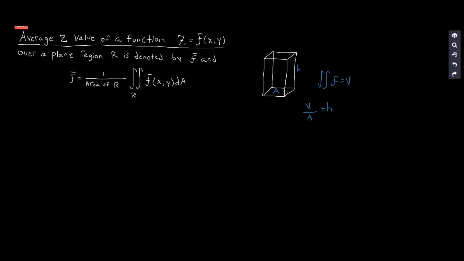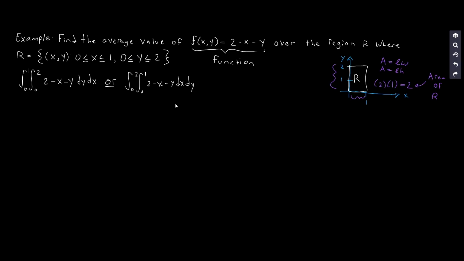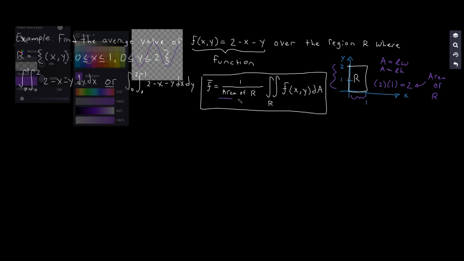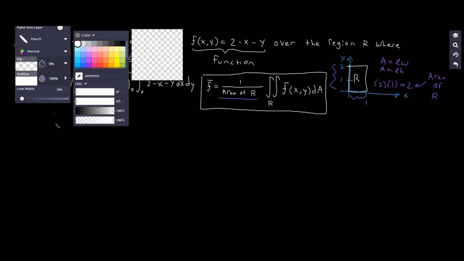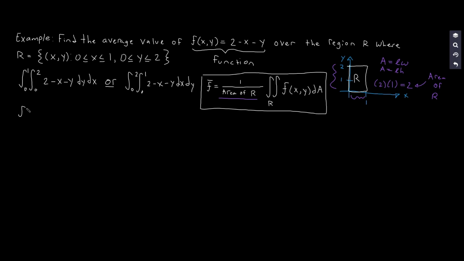From our formula, we can utilize this here. Can we? Yeah, we can. So this is the formula that we want to use, our f bar formula. We just calculated the area of R. So if we want f bar, we can say that f bar equals 1 over 2.